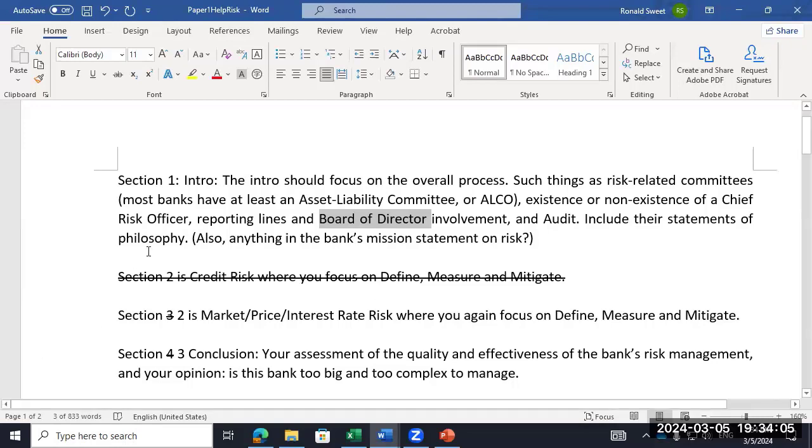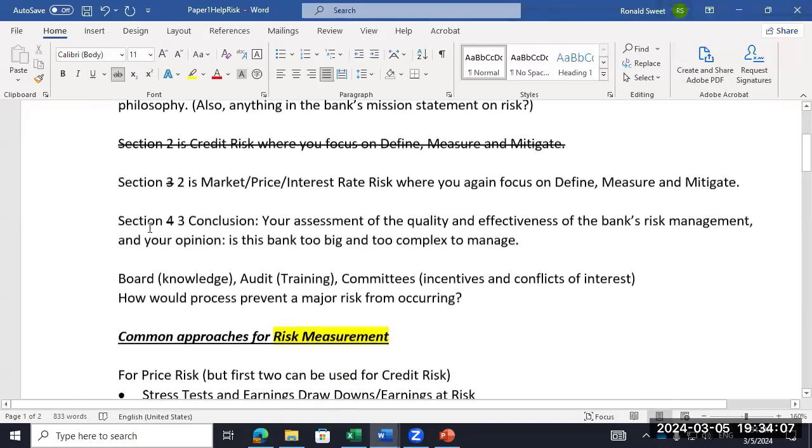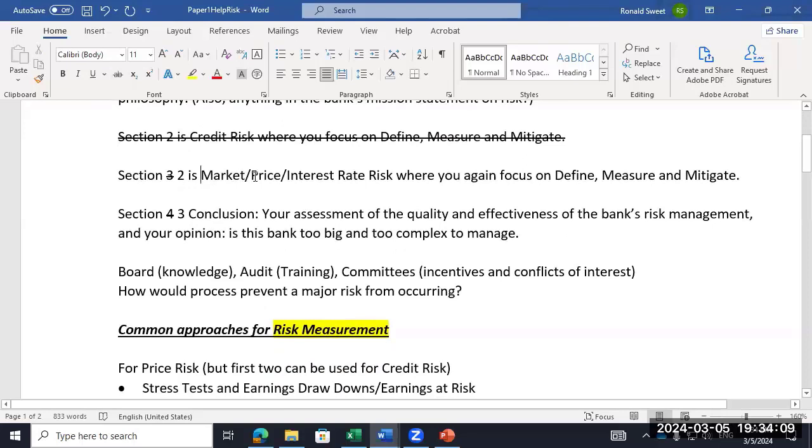We're not doing credit risk, but you're going to do market risk, which is going to include, I call it price risk, but interest rate risk would be part of that. You want to make sure you define what the bank says it is, not what my notes say, but what does the bank say? And I think all of the banks say we define market risk as, and then they define it. It might be a paragraph, it might be a sentence. And then we'll talk about the measure and mitigate.